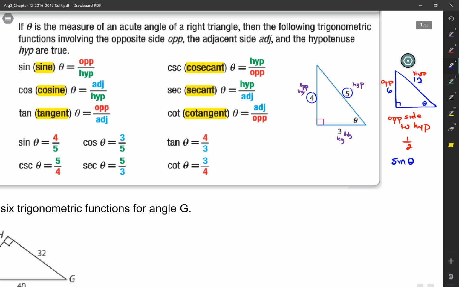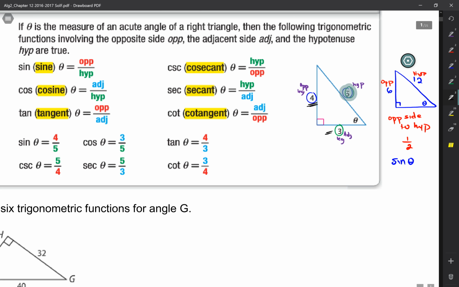Now, if I wanted to compare, there are 3 sides. So how many combinations are there? Well, the opposite and the hypotenuse, the adjacent and the hypotenuse, and then there is the opposite and the adjacent. So there are 3 different combinations, and I have code words for all 3 of those combinations: the sine, the cosine, and the tangent.